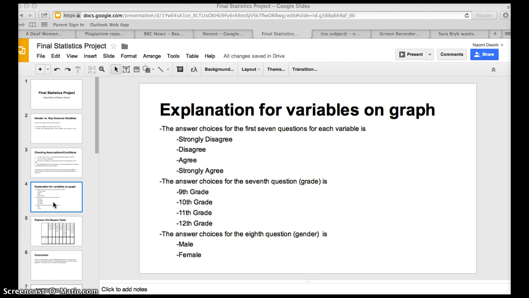So before we look at the graph, I just want to clarify the variables on the graph. The answer choices for the first 7 questions for each variable are strongly disagree, disagree, agree, strongly agree. And then the answer choices for the 7th question, which is grade, are 9th grade, 10th grade, 11th grade, 12th grade. And then the answer choices for the 8th question, which is gender, and the last question, is male or female.